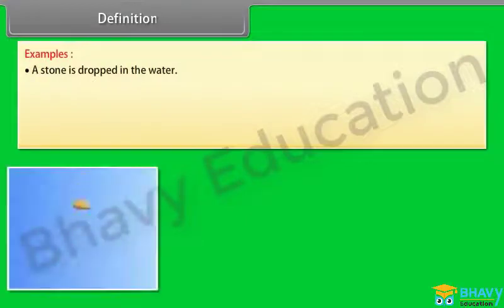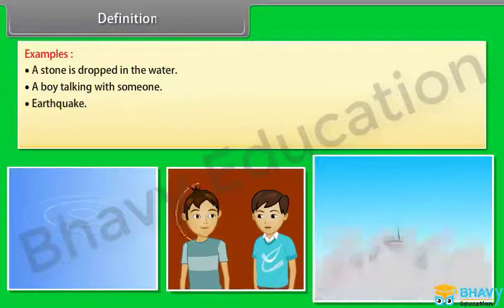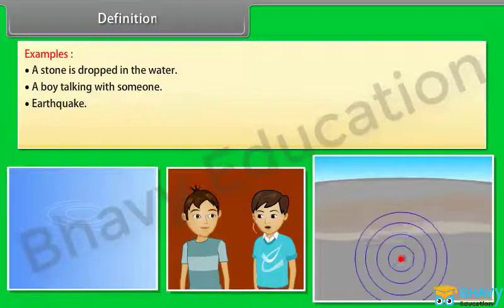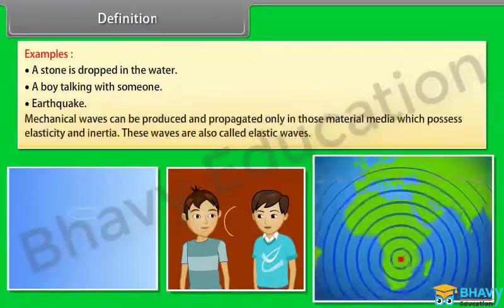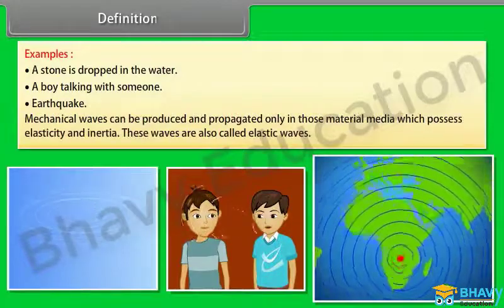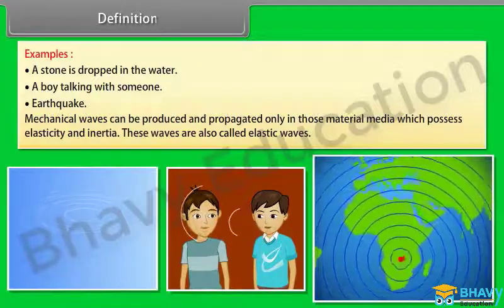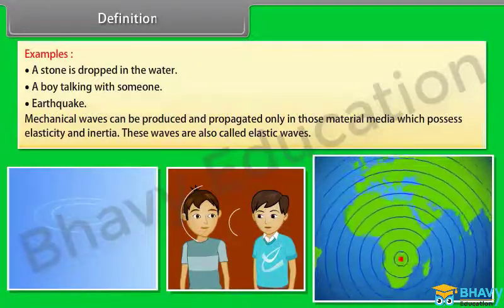A stone is dropped in the water. A boy talking with someone. Earthquake are some examples of wave motion. In this chapter, we shall study about mechanical wave motion. Mechanical waves can be produced and propagated only in those material media which possess elasticity and inertia. These waves are also called elastic waves.